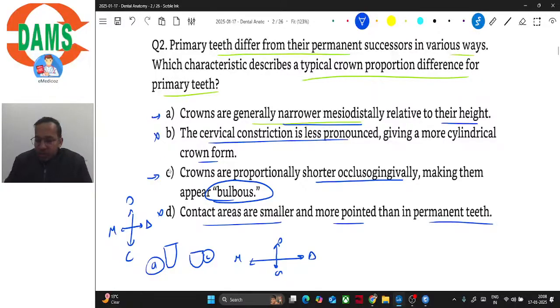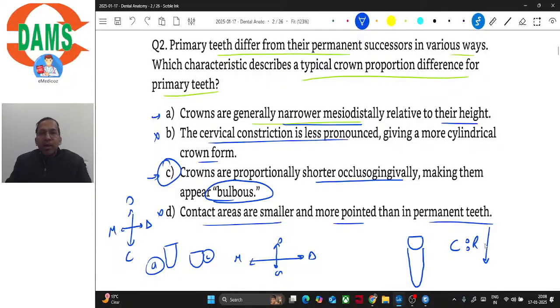So it is option C, because in deciduous teeth the crown appears more bulbous and also they have a lower crown to root ratio as compared to their permanent counterparts or as compared to their permanent successors, right? So successors and counterparts are different, isn't it? Because a molar's counterpart would be molar, but the successor of a deciduous molar would be a premolar, isn't it? So in any case, the primaries have a lower crown to root ratio as compared to permanent teeth, right?